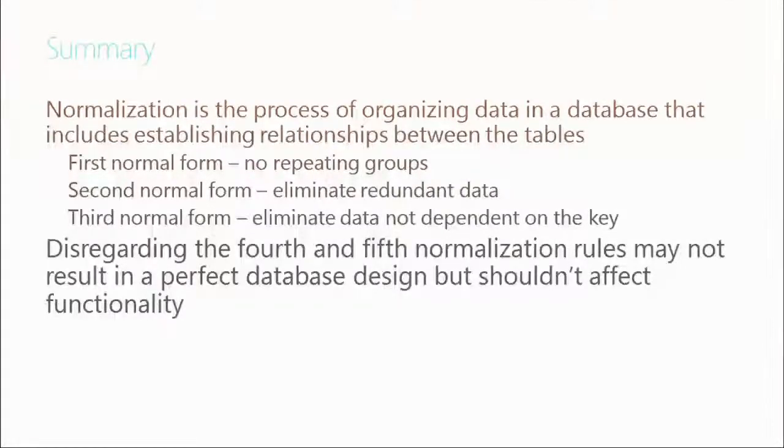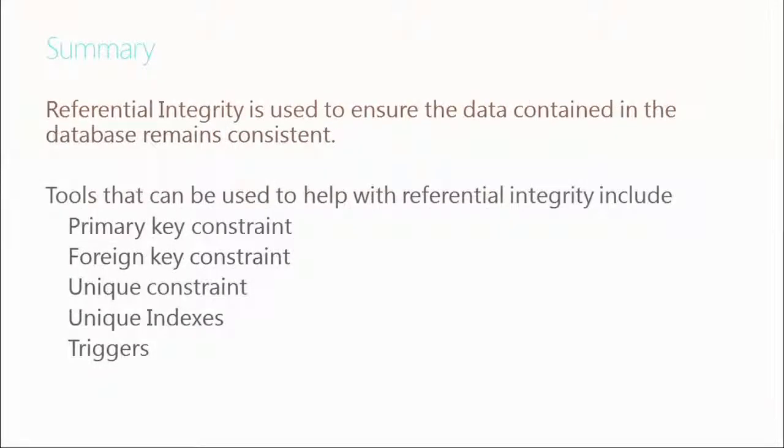That's going to eliminate repeating groups, eliminate redundant data, and eliminate any content in a table that's not relevant, that has to be directly associated with that key. So we're going to do that first. We're not going to worry about the 4th and 5th normal form. Referential integrity, we talked about that. That's what ensures the data that we're adding is valid. We saw that with the cross-checking.